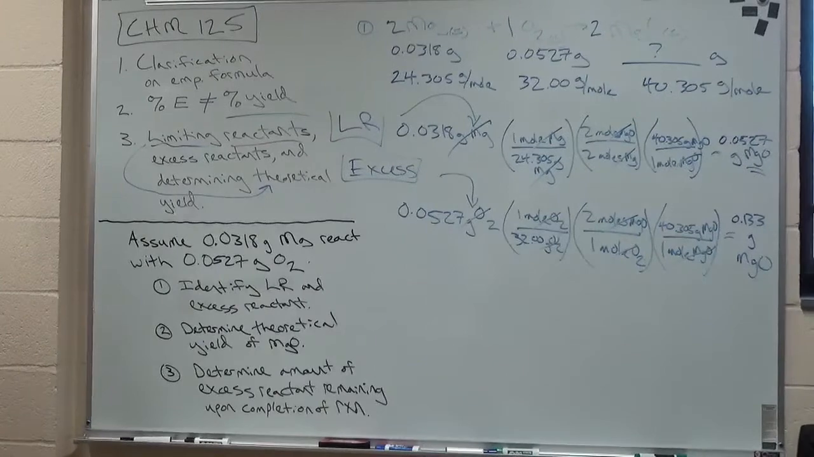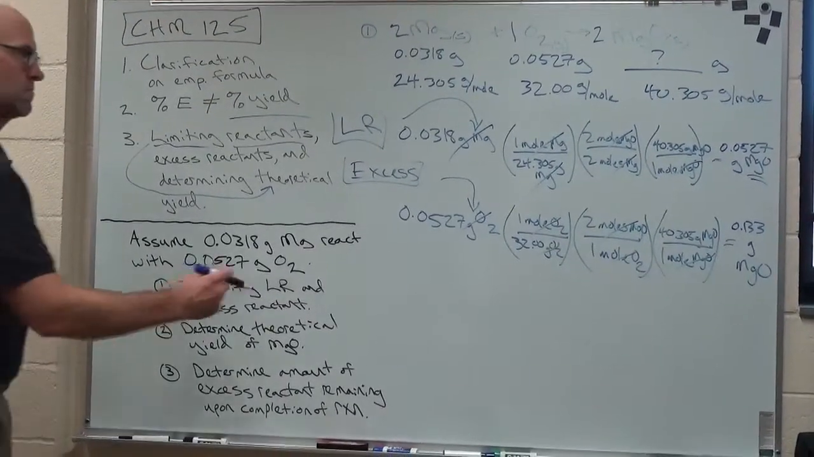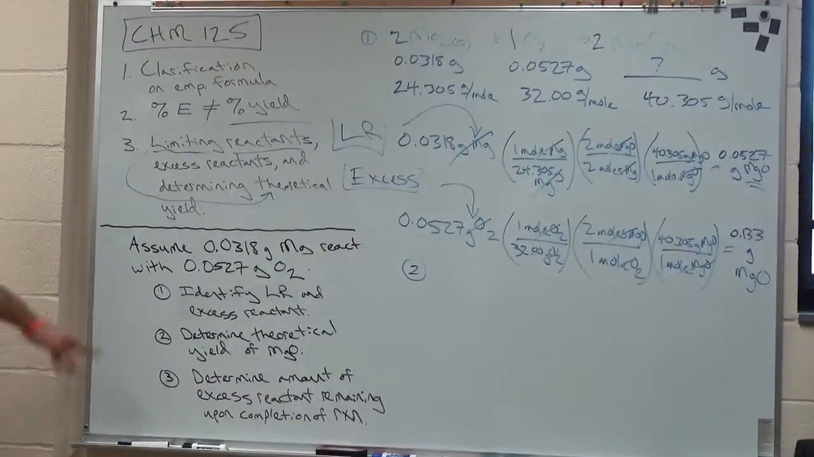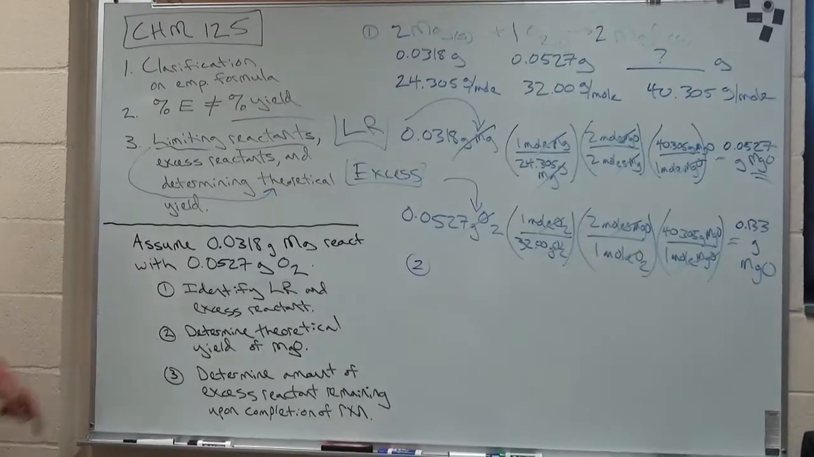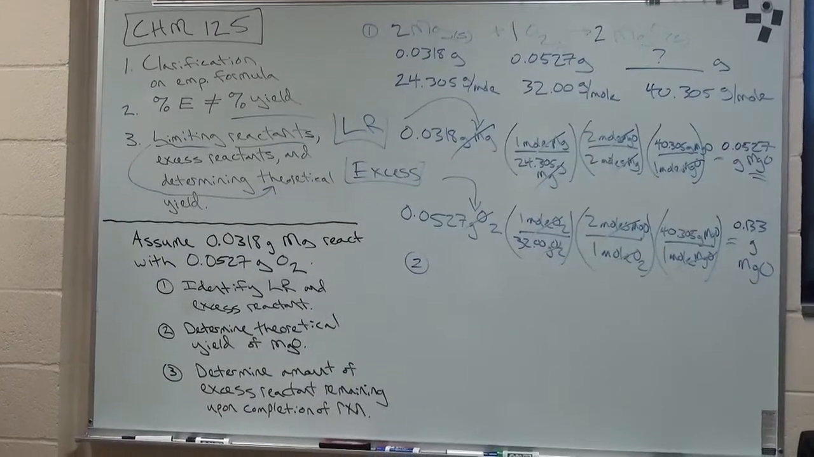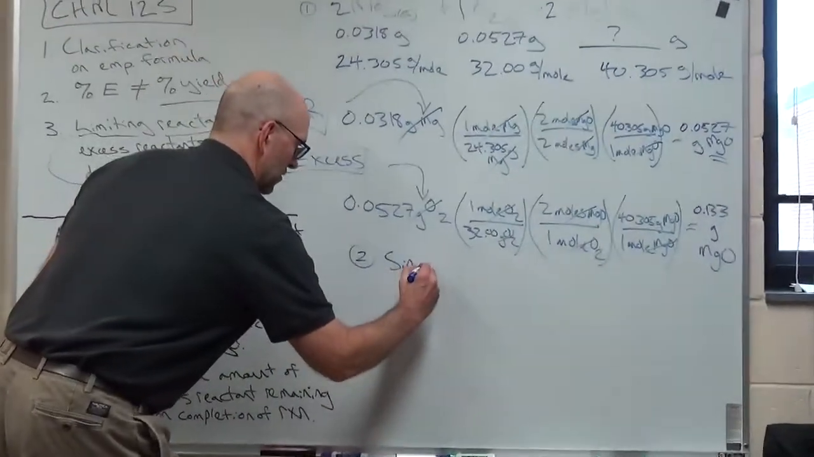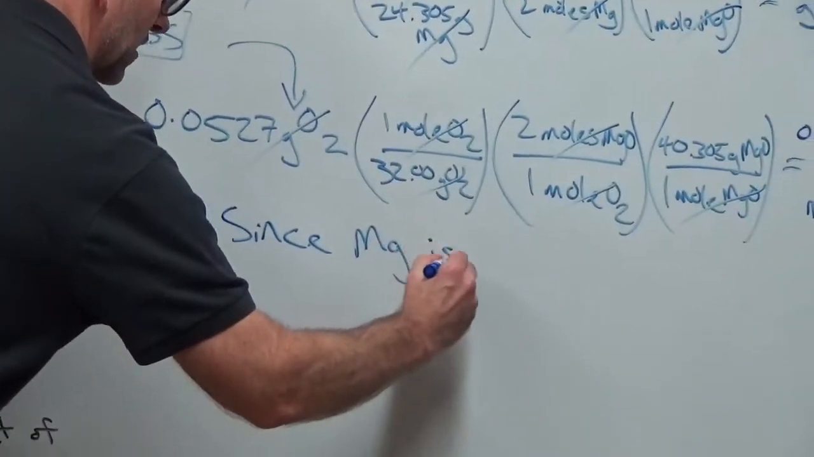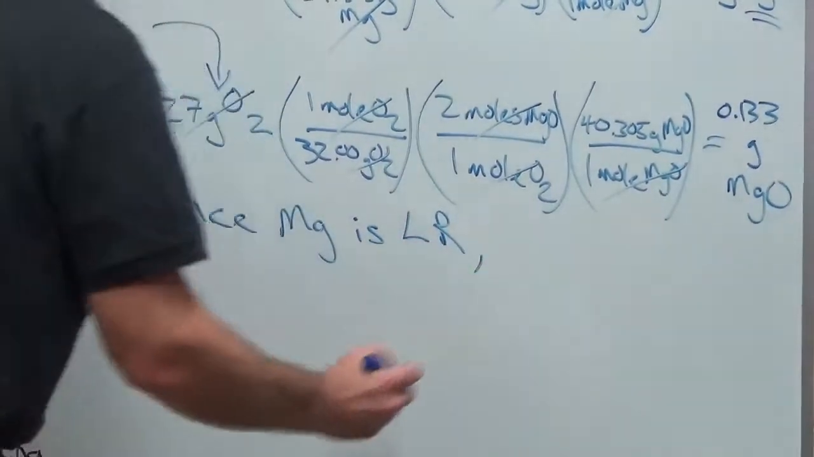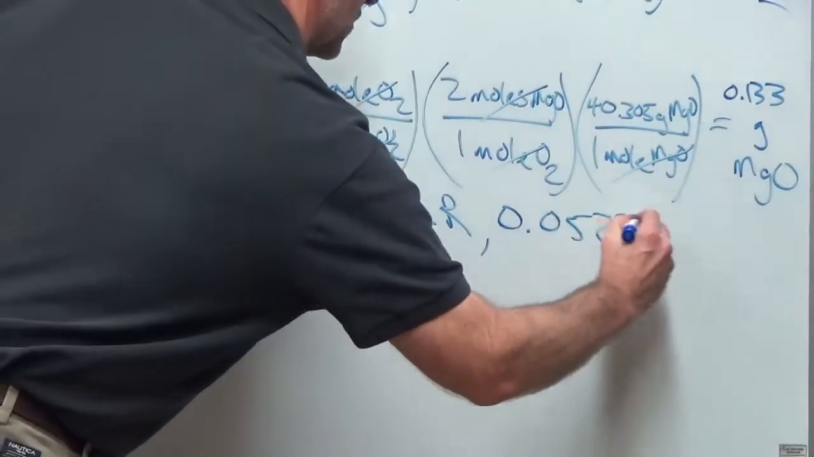So, now what do we do? Well, actually, we did number two already. So we identify the limiting and the excess, determine the theoretical yield of MgO. Well, this technique gives that answer to us already. So since magnesium is limiting reactant, how much was formed? Okay, 0.0527 grams.